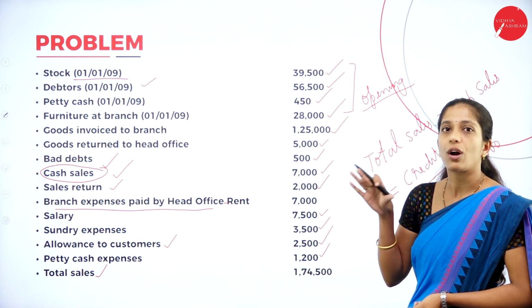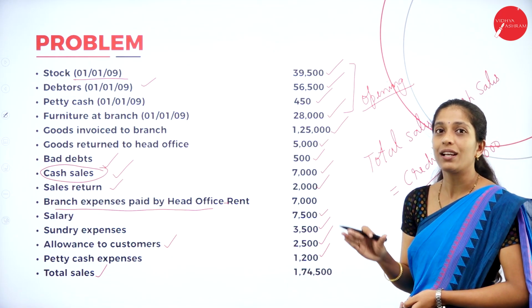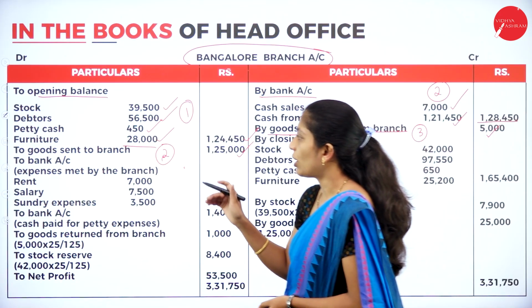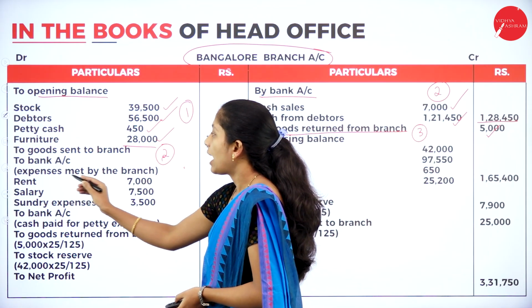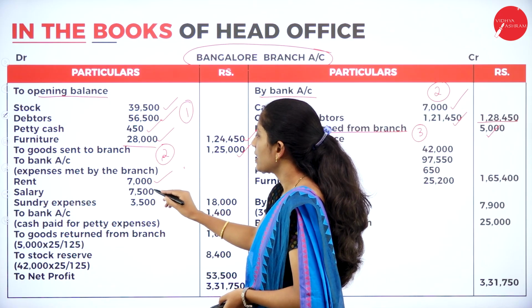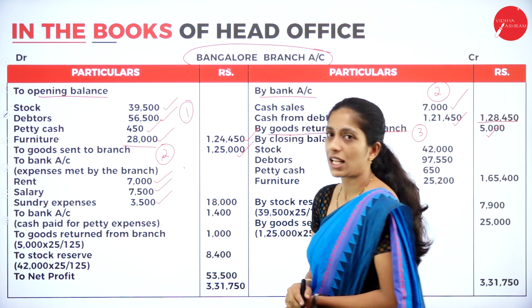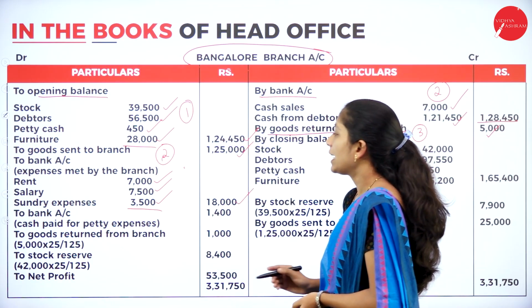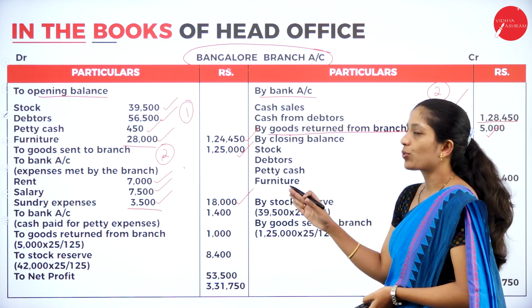So we have to record all these expenses where? In the debit side of branch account. So how to record? To bank account, expenses met by the branch. So which are the expenses? Rent, salary as well as sundry expenses or petty expenses. So how much will we get in total? 18,000.